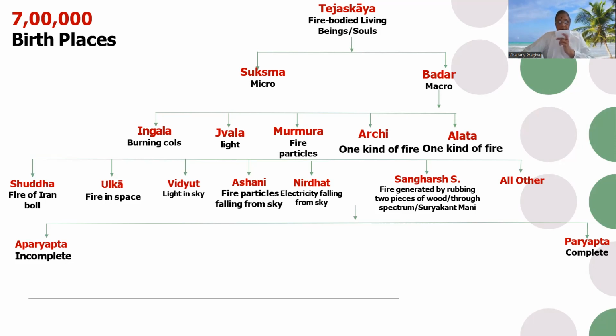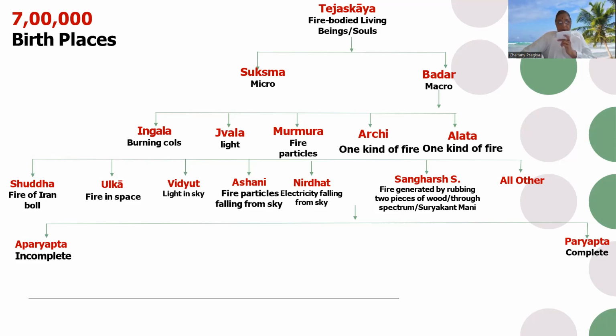So here you can see that fire is also identified in various forms. The first form is called Ingal, and it is a kind of burning coals. Second is Jwala, a kind of light coming out of a fire or flame. And third is Murmur, also a kind of fire particles which come out of any fiery bodies. Archi is a kind of fire, and Arad is also a kind of fire.